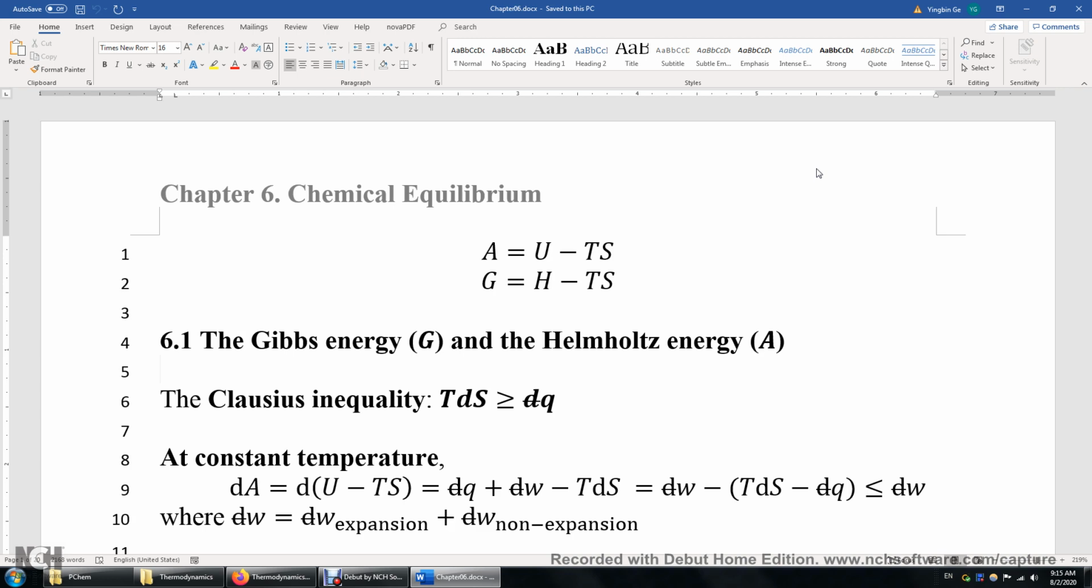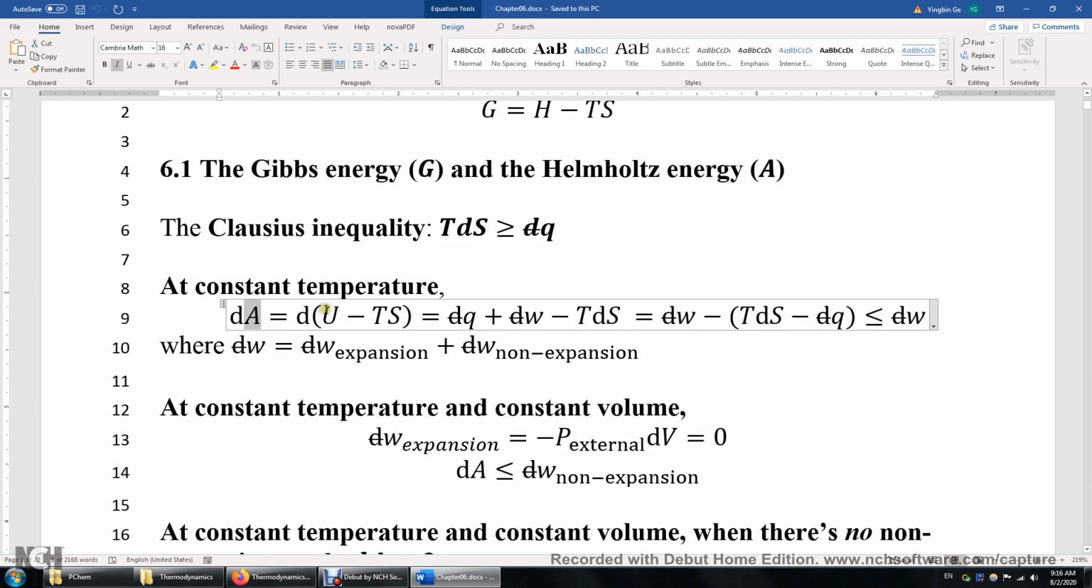First, the Clausius inequality tells us TdS is greater than dq for an irreversible process. TdS is equal to dq for a reversible process. We can use this Clausius inequality to get some very useful information about the amount of work and its relation with the Gibbs energy and the Helmholtz energy. So let's derive.